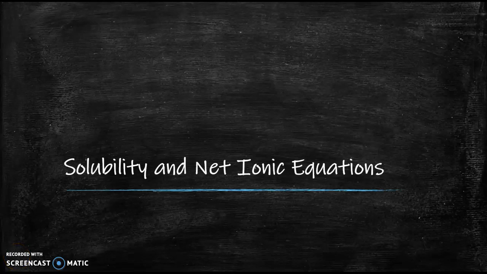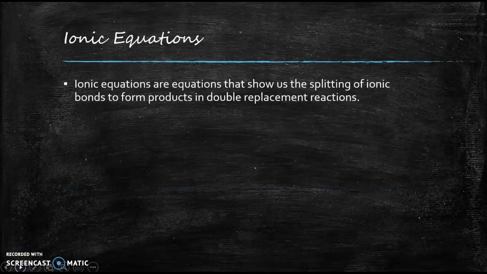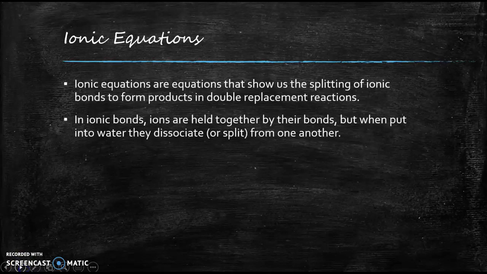Alright, so today we are going to talk about solubility and net ionic equations. Ionic equations are equations showing us the splitting of ionic bonds to form products in double replacement reactions. Our ionic compounds are held together by ionic bonds. However, when we put them into water, they are dissociating, or splitting from one another. This happens when we dissolve things.